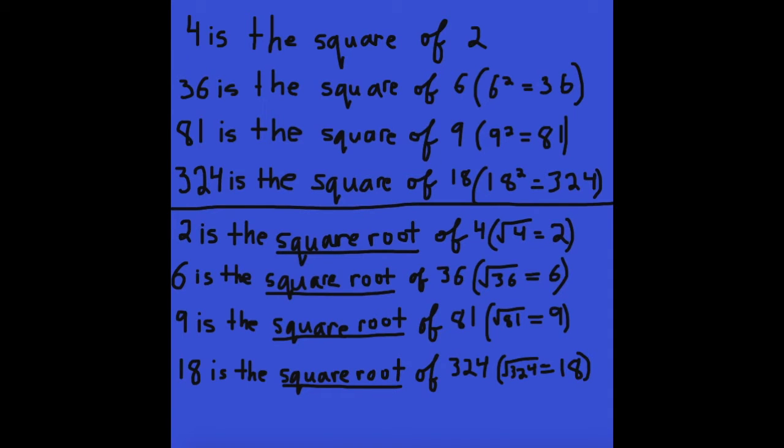Now, let's do some problems. What is 12 squared? We mentioned in the last slide that 12 times 12 equals 144. Since the result of 12 multiplied by itself is 144, 144 is the answer.